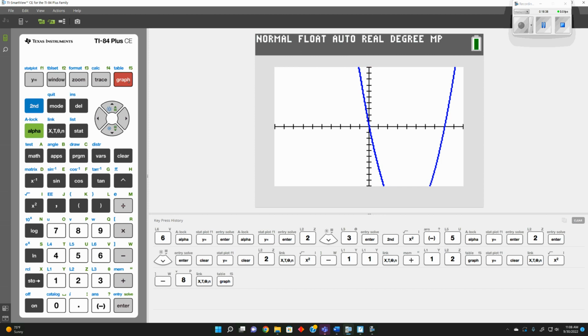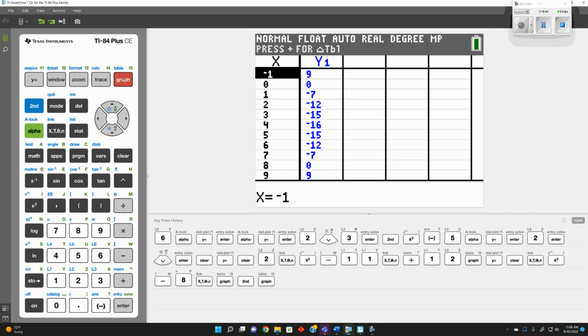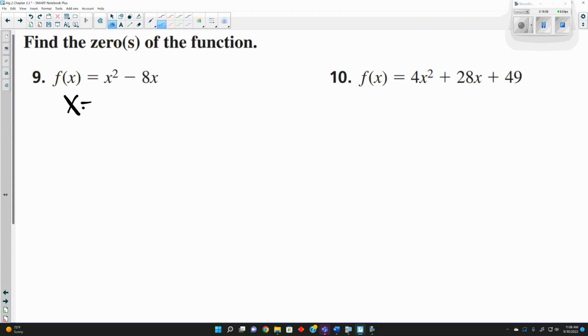Now to check those exact values, we can hit second graph, which will give us a table. And again, we're trying to see what value of x will make the y value be 0. And there's 2, because we have 0 and 8. Because again, we're really wanting to see what value of x will make the y value be 0. So for us here, x is equal to 0, 8.